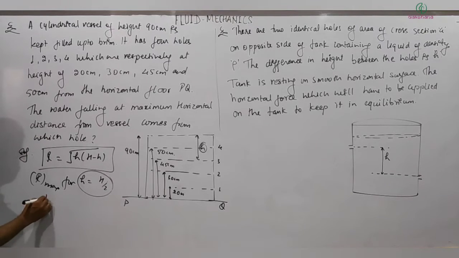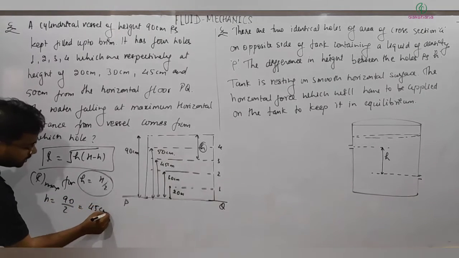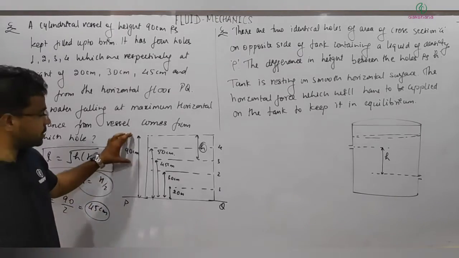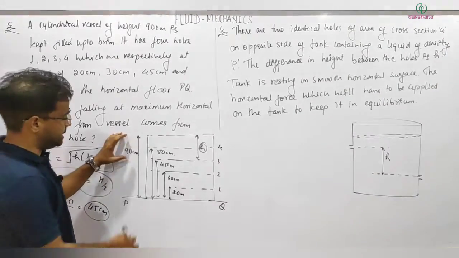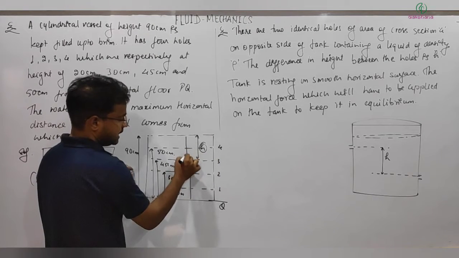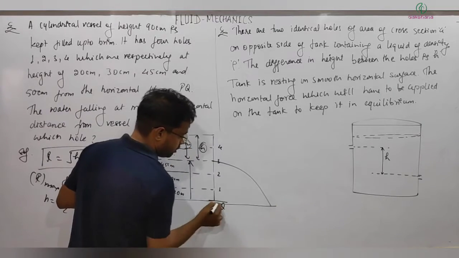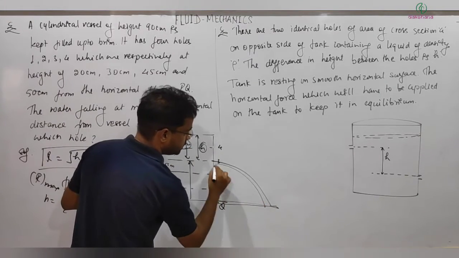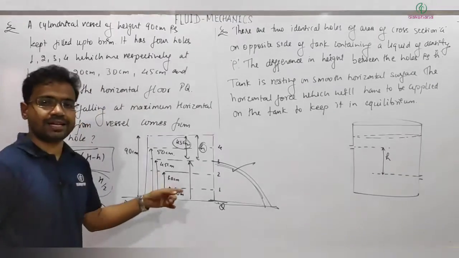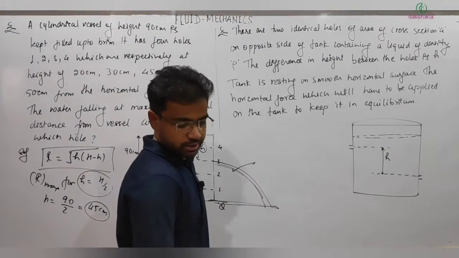So what is that h? This is coming out to be 90 divided by 2, that is 45 centimeter. Do we have any hole? So this is total 90 centimeter, and the third hole is at 45 from the bottom, so it will also be at 45 from the top. That's why the range of water from hole 3 will be maximum. That is problem 1. Let's see the next problem here.